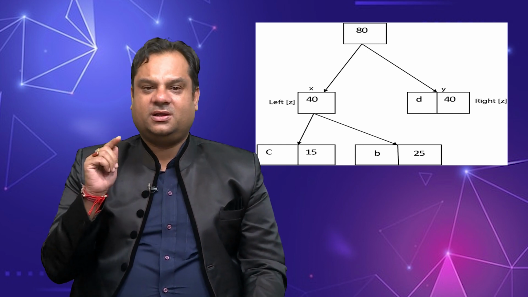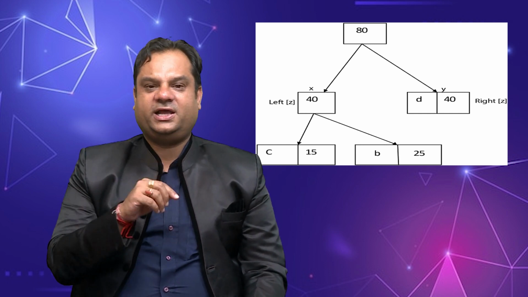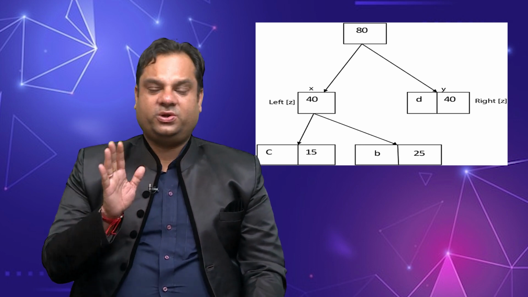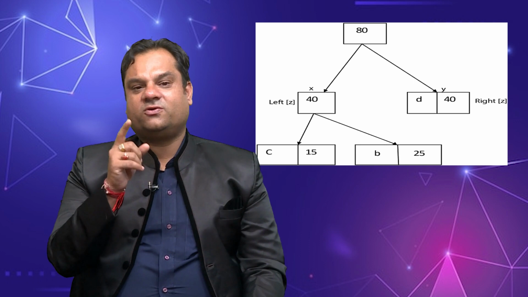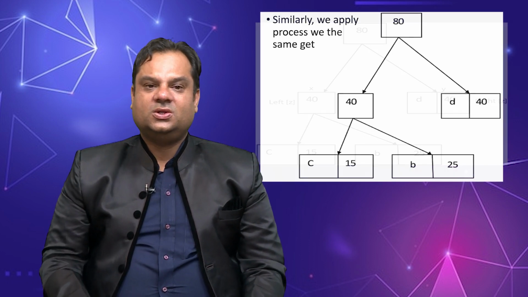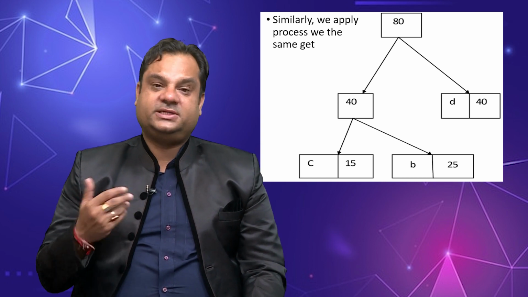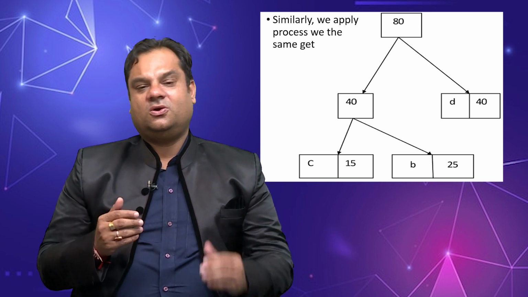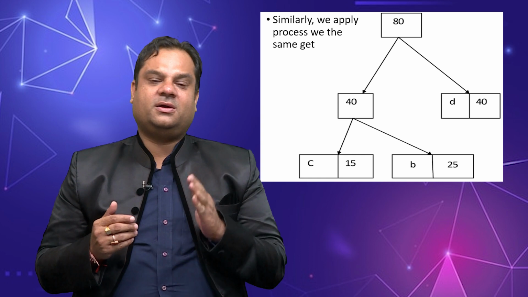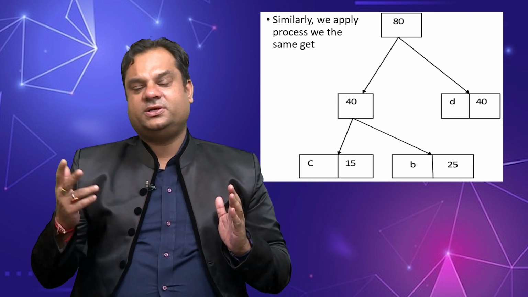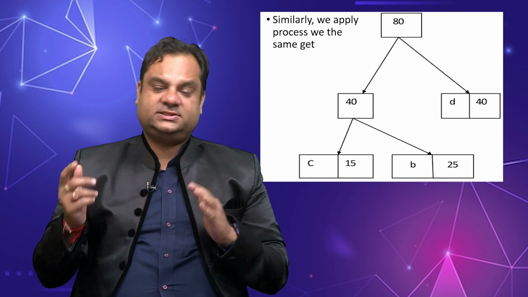The total operation, the generated tree, is this one. 80 will become a root node, 40 inside the X, 40 inside the D as the other children, and C and B will also be shown because that 40 is coming from C and B. Now again, similarly, we apply the same process, because right now we contain only C, B and D. The remaining two frequency values, A and D, are still left.